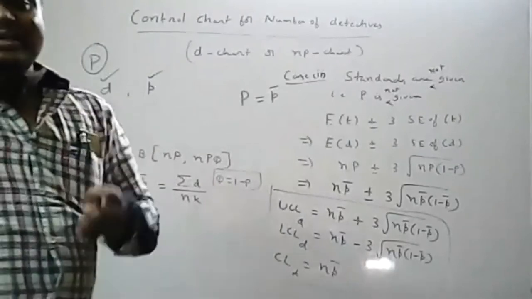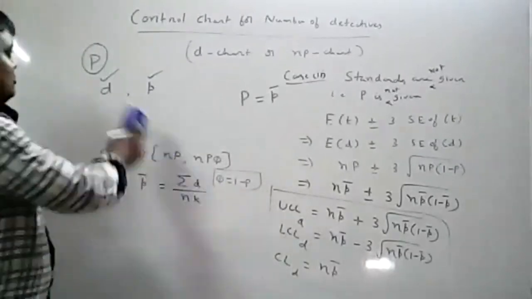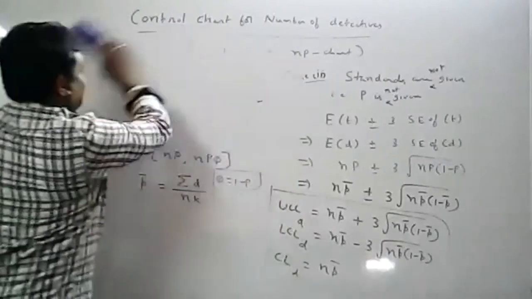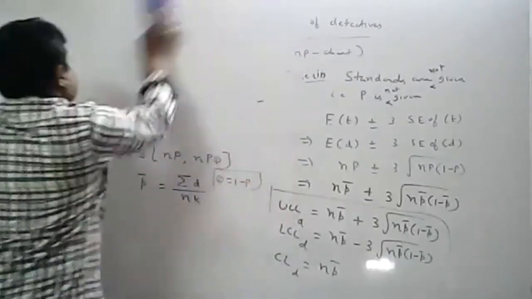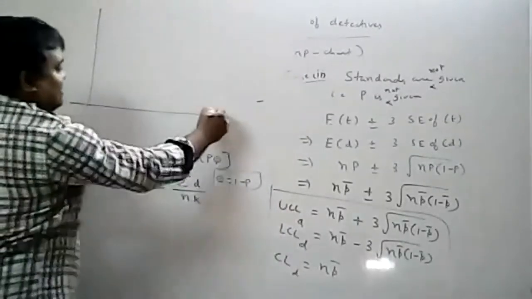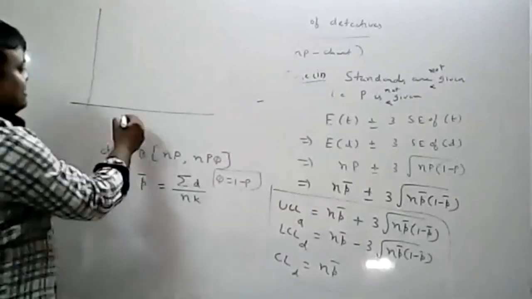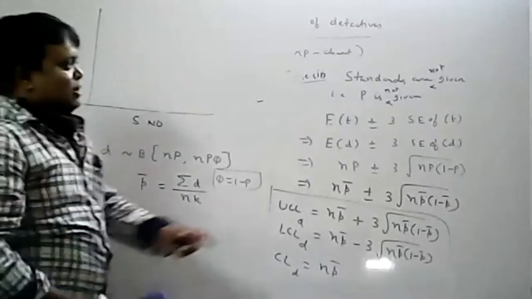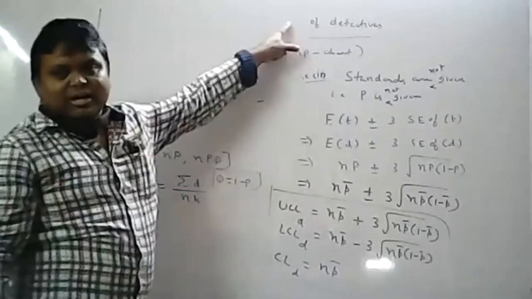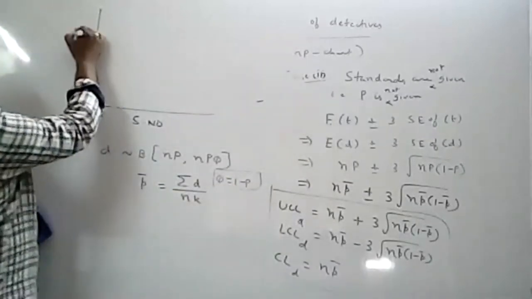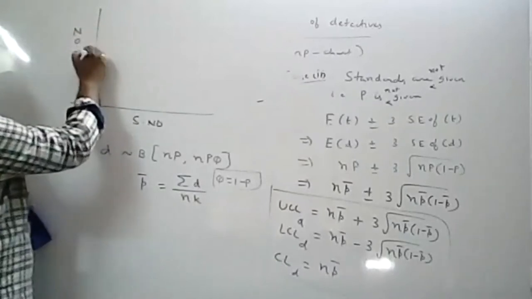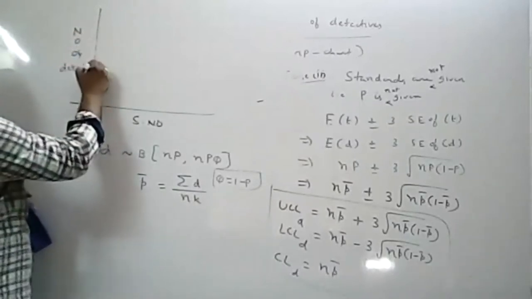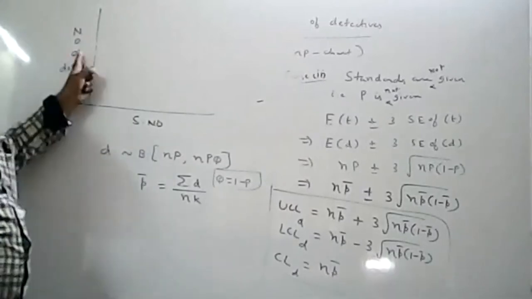Now I know UCL, LCL, CL. I can construct the D chart now. So all of you know, x-axis, y-axis will be there. X-axis is always sample numbers. Y-axis, now what will you take? Which chart? D chart. D chart means number of defectives. So on the Y-axis you will take number of defectives.